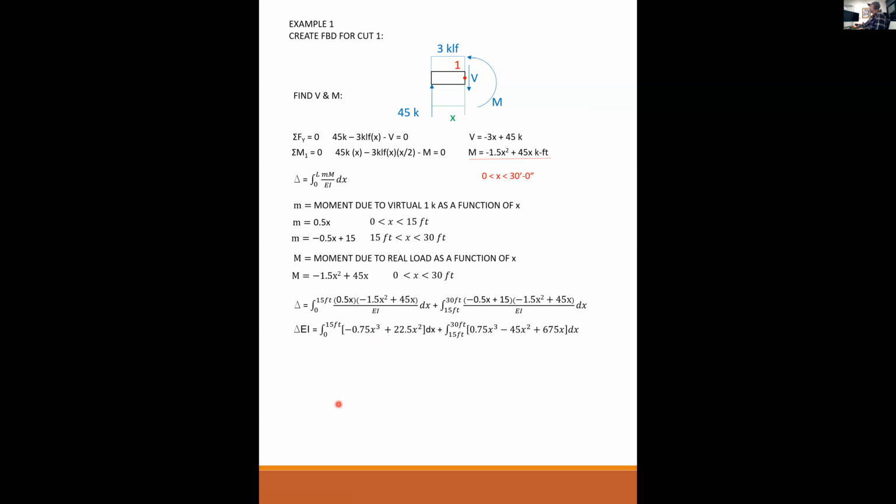Okay, so now I can evaluate my integrals. I took the EI, that's a constant, and I put it out front here. And I just multiplied these two, oh gosh, what was that called again? Polynomials. FOIL method. Yeah, that's what I did. The FOIL, first, outer, inner, last.